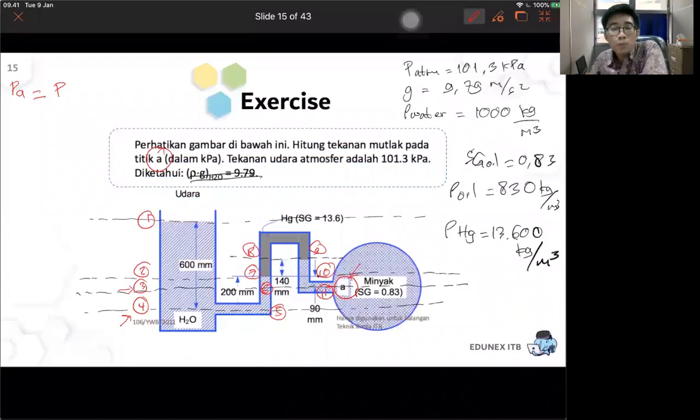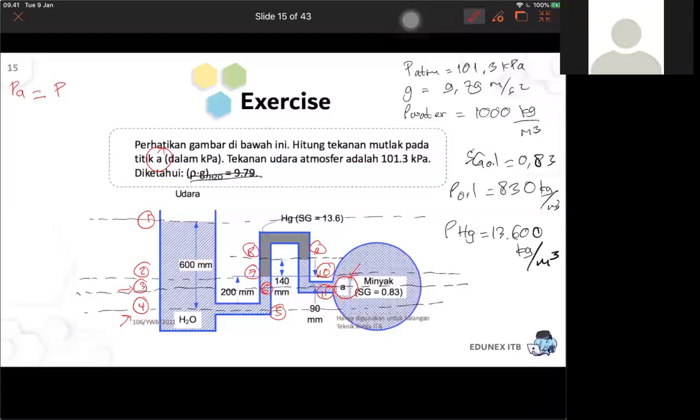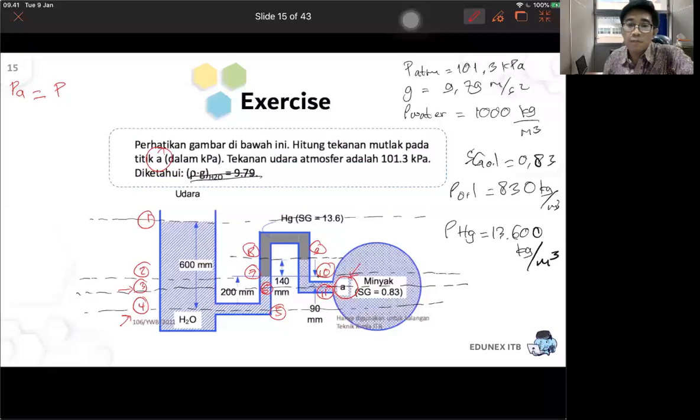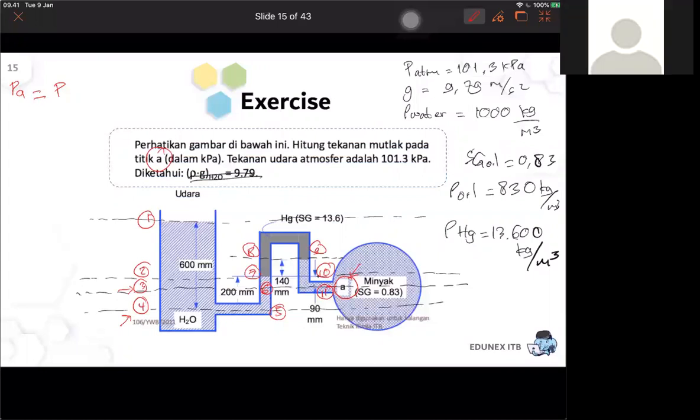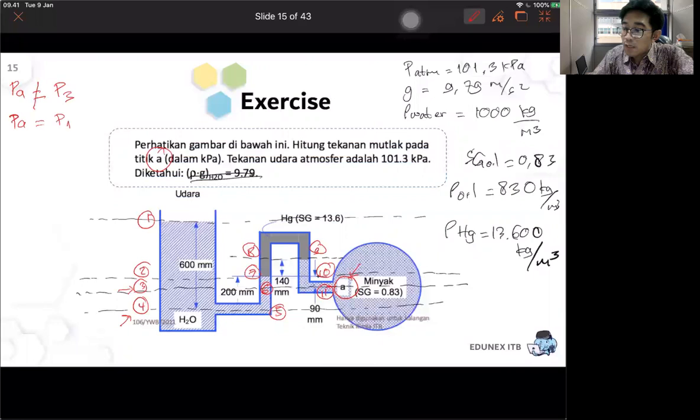Okay. So the rule is, two points can be considered to have the same pressure, first, if the height or the depth is the same. And the second, if you take the path from one position to the other position, the fluid is still the same. So if you take point 3 and point A, the position is the same, the height is the same, right? But point 3 is water. Before you go to point A, it needs to travel through mercury and then travel to oil. So point 3 and point A are not the same. Point 11, sir. Yes. So point A will equal point 11.